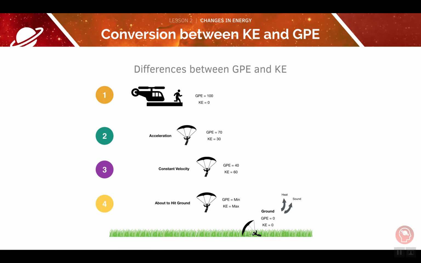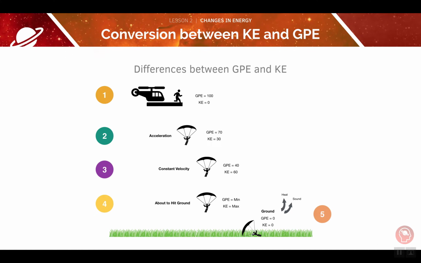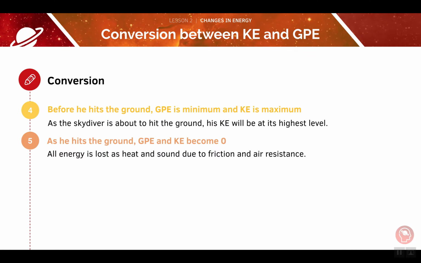Stage 4 is very important, since this is the stage where GPE is at its lowest value and kinetic energy is at its highest value. This occurs just before the skydiver hits the ground. In stage 5, we have assumed that all the GPE has become kinetic energy. The energy can be lost due to friction and air resistance in the forms of heat and sound.